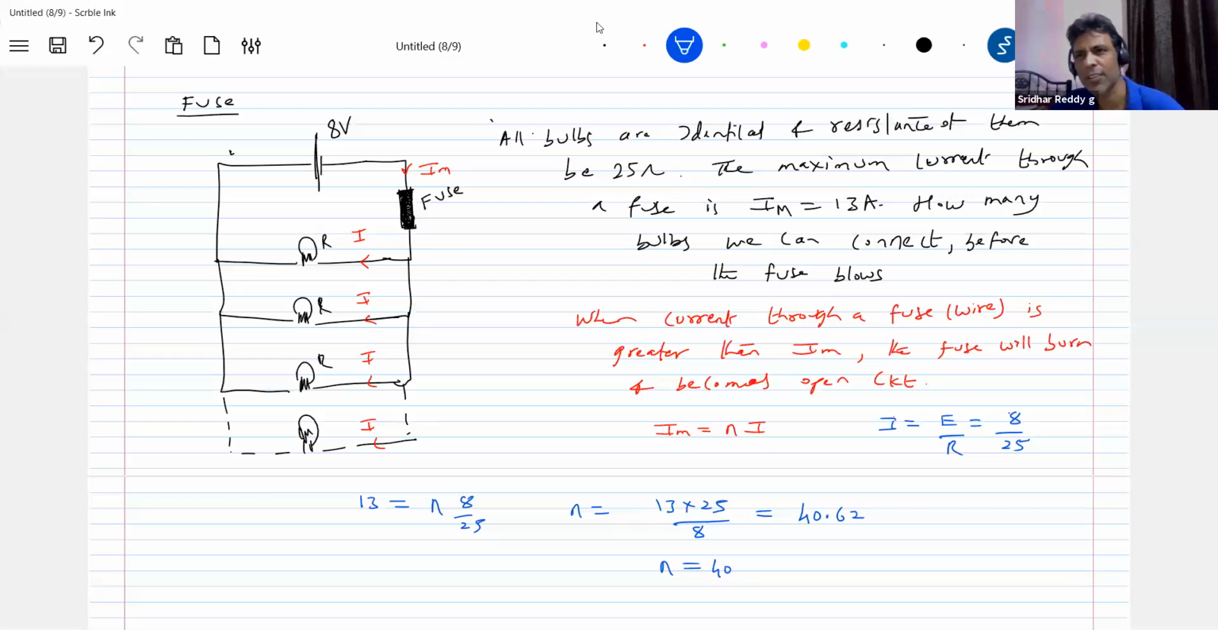Now you can ask a question like, how do we select a fuse? Okay, don't look at the fuse. Let's look at these wires. These wires are very important. These are like electrical wirings, which we use to connect the different equipments. Now, for those wirings, is there any upper limit of current?